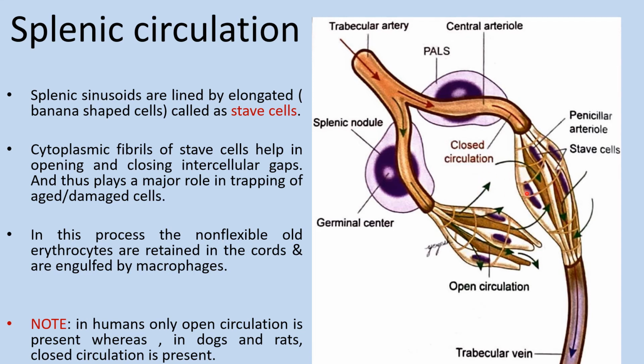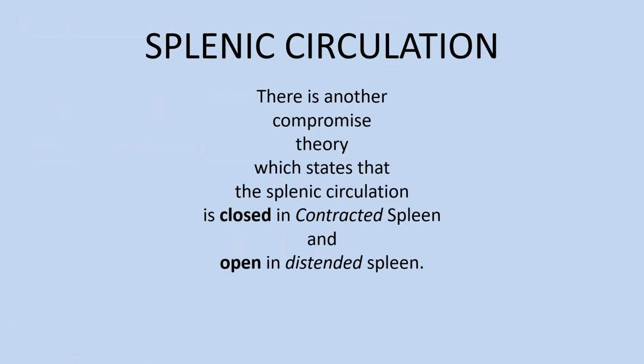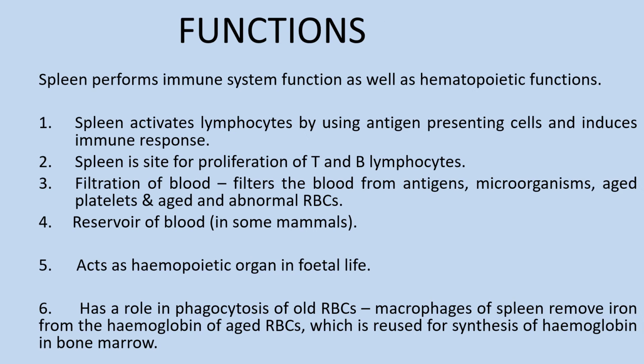An important thing to note over here is that in humans, only open circulation is present, whereas in dogs and rats, closed circulation is present. There is one more compromise theory about the splenic circulation, which states that the splenic circulation is closed in the contracted spleen and open in the distended spleen.